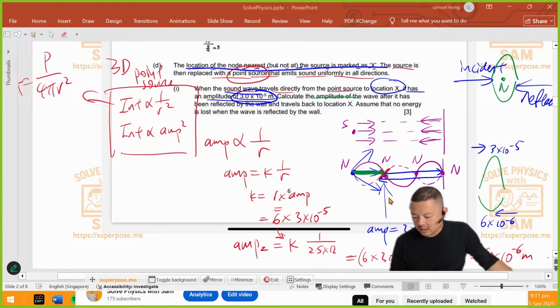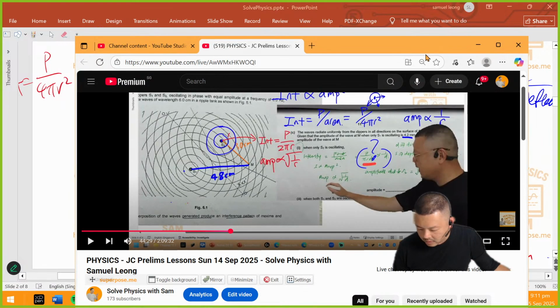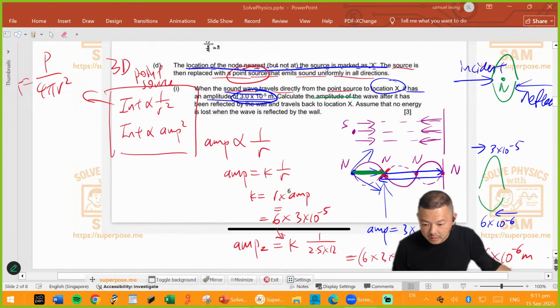Okay, next one though. What's the next one? Sorry, I'm trying to figure out where my Telegram is. Okay, and we got the quantum one. Let's try the quantum.